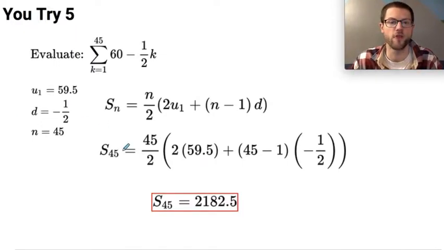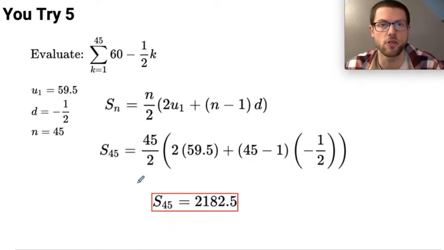And here is the final solution for this one. You have to identify your u sub 1, your common difference, and your n value, and then you can plug it into the formula, and you should come out with something like this. And then you should also be able to verify this using your graphing calculator.